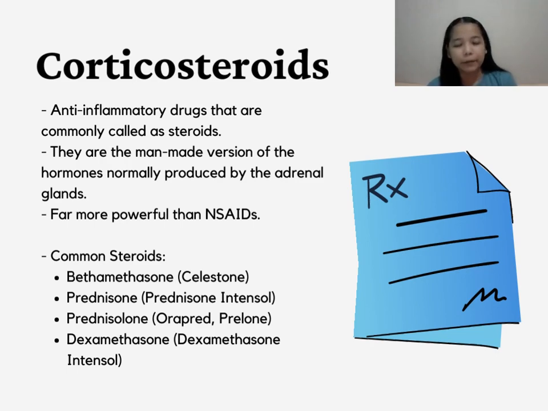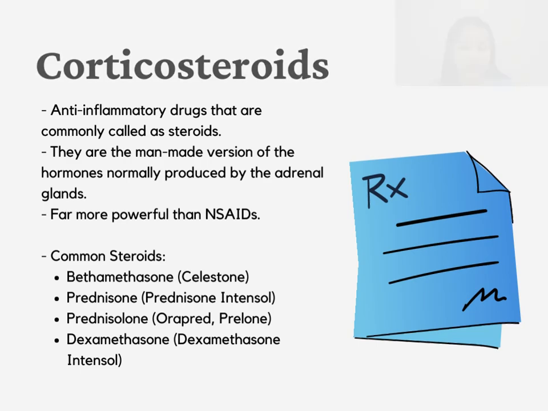In addition, compared to NSAIDs, steroids are far more powerful drugs and are more effective at reducing inflammation. But of course, they also have more serious side effects, and because of that, they must be prescribed and monitored by a physician. Common examples of steroids include betamethasone, prednisone, prednisolone, and dexamethasone. These are usually prescribed to people suffering from asthma, bronchitis, colitis, and systemic arthritis, which are all long-term conditions.